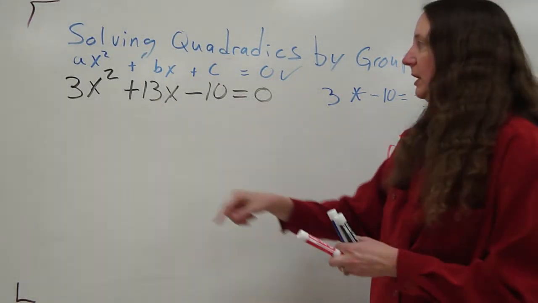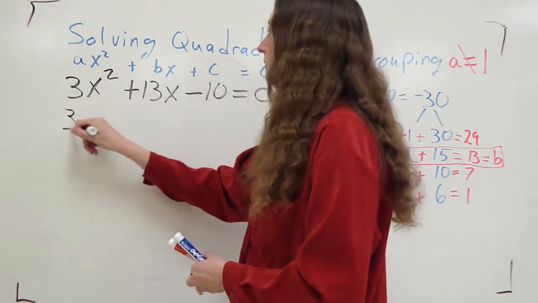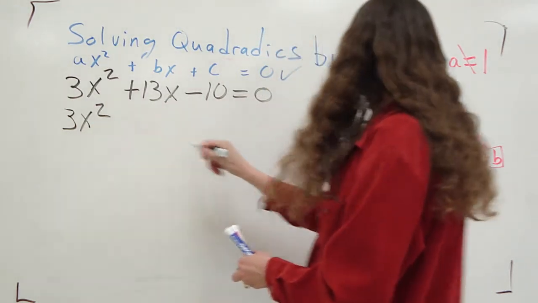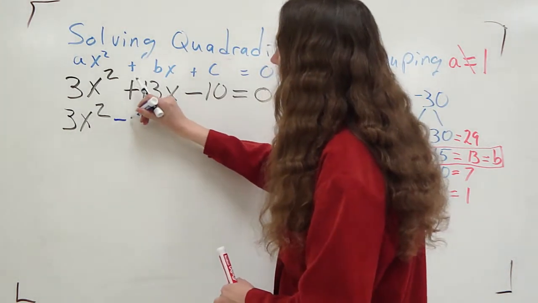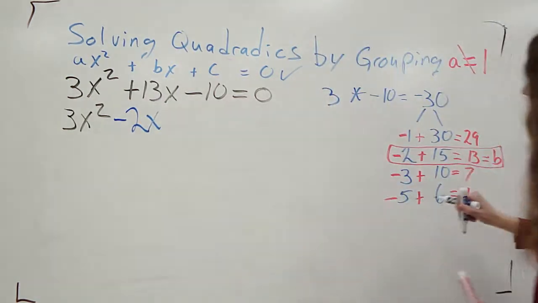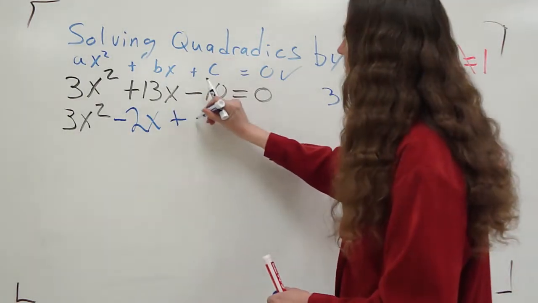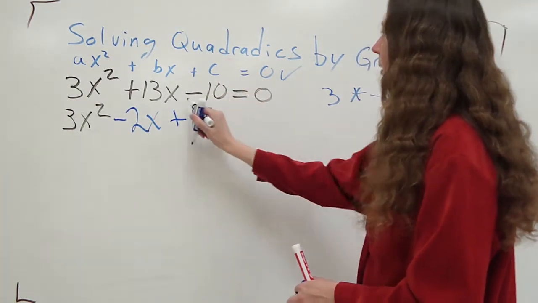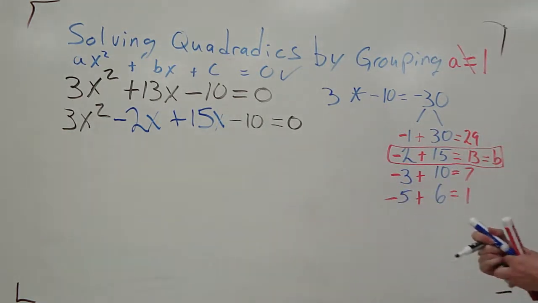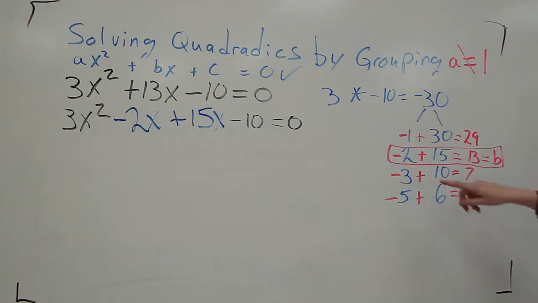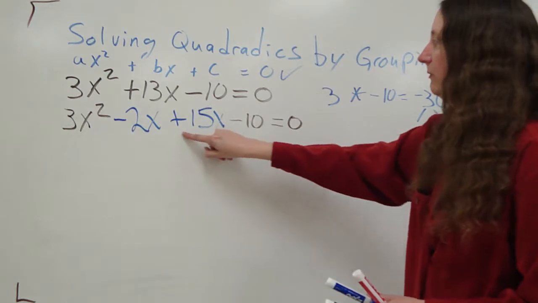Bring those over, replace this. So now I have my 3x squared minus 2x plus 15x minus 10 equals 0. So the minus 2 plus 15x.